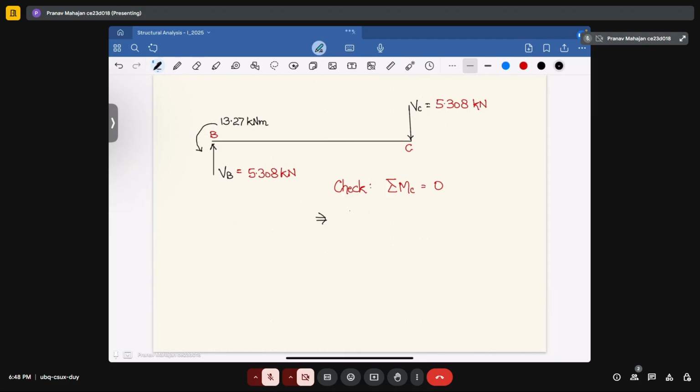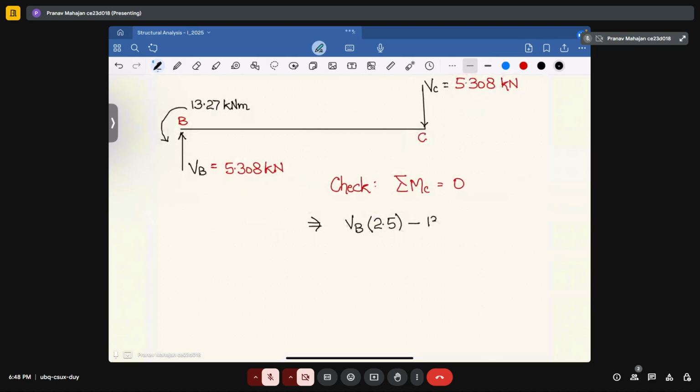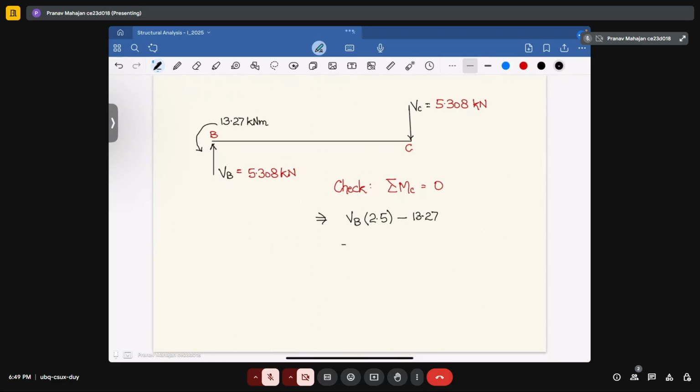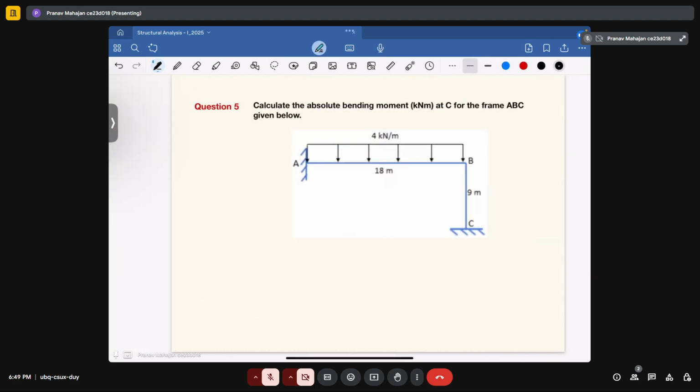So if you find the moment, VB into 2.5 minus 13.27, what is the value? Your value is 5.308 into 2.5 minus 13.27, and that will give you equal to 0. So that will check and show that your solution is correct. Fine. Now let's move to another question.